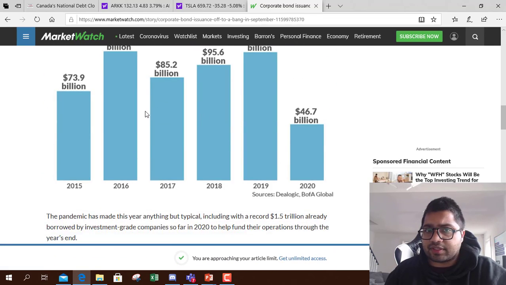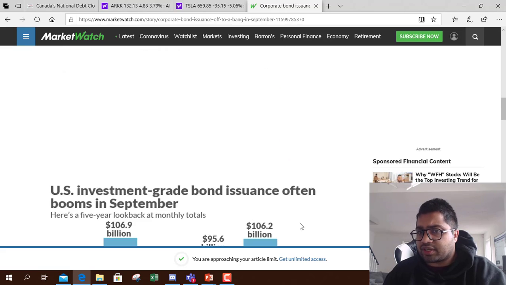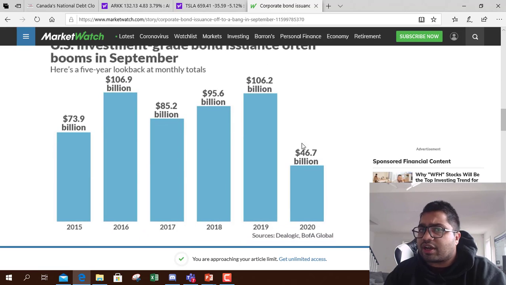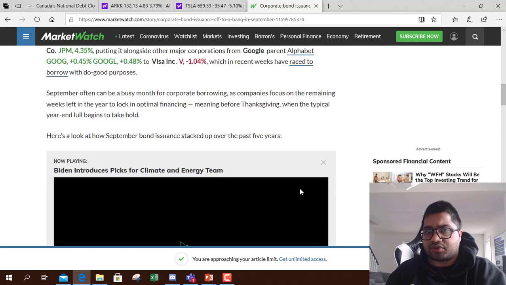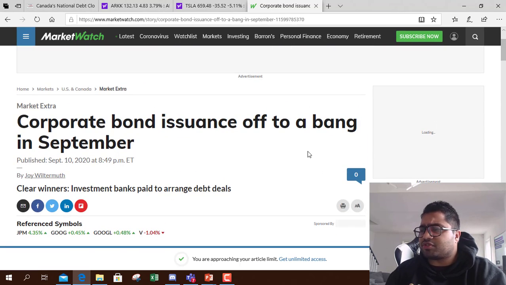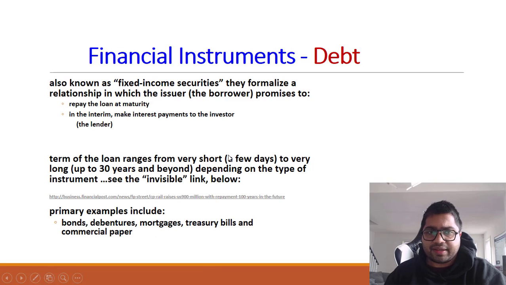So this is an example of how many bonds were issued in different years. In 2020 the bond issuance has gone down. It is significantly lower than 2019, but still some bonds were issued. $46.7 billion worth of bonds were issued. One of the recent bond issues that comes to my mind is Carnival Cruise Lines. Carnival Cruise was struggling because of the pandemic. It needed money to survive. So it did a bond issue in which it raised some money.